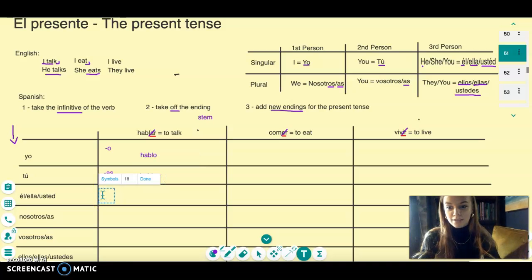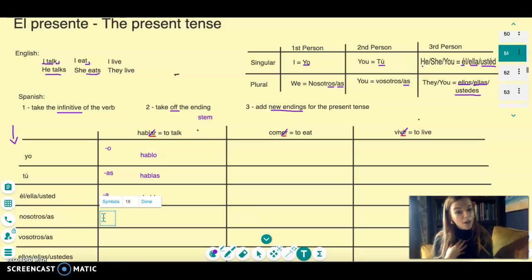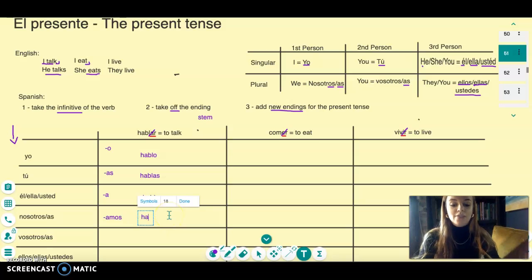Then in our third person singular, it's just an A. So in all of these AR verbs, these endings are all the same, and we just add them onto the stem. So we'll do the same thing again. Habla. There we are. He talks, she talks, or you talk in a formal setting. Then we have our first person plural. So nosotros, we, or nosotras. And that is amos. So we'll add that on again, just the same thing. We have hablamos. So we talk.